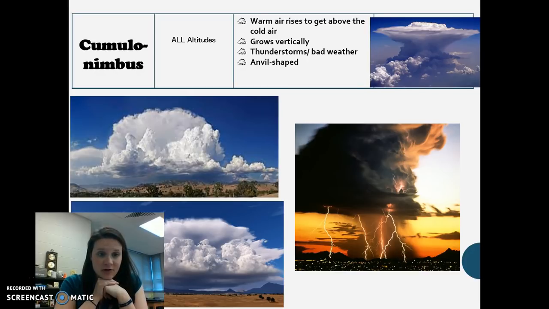After you've written that down, your chart should be complete. And now we have learned all about the different air masses and types of clouds.